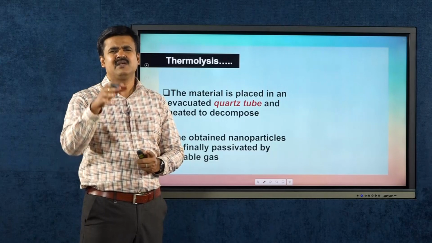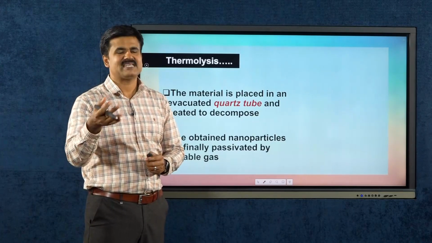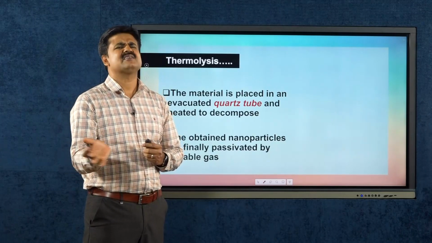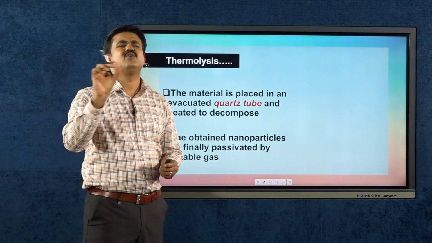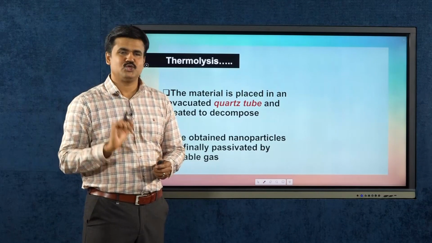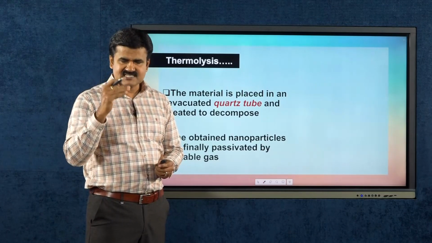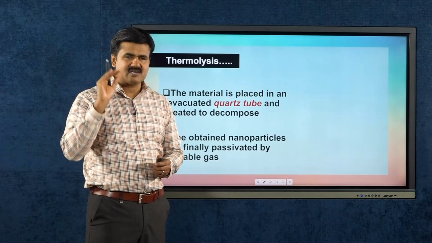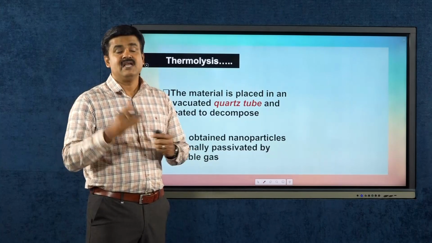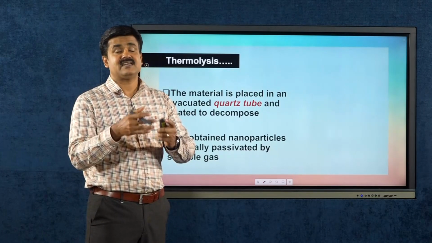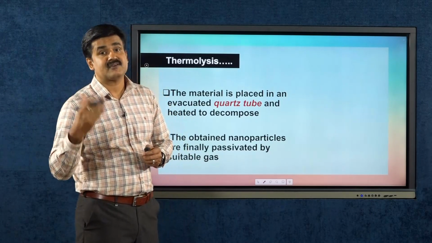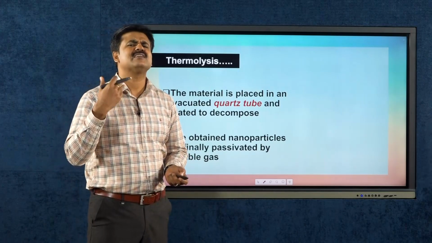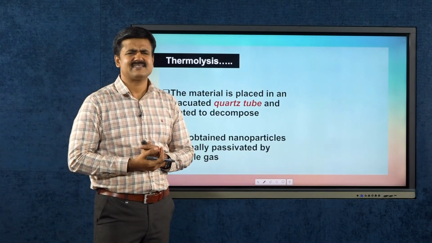Passivation is to make the nanoparticles inert. By passing oxygen or any other suitable gas, you can make them inert. So, this thermolysis is performed in a quartz tube. We place the starting material inside a quartz tube and subject it to heating. With that strong heating, the material is decomposed to get the nanoparticles. In order to prevent the nanoparticles from further reaction, we make them passive by passing gases like oxygen, etc.